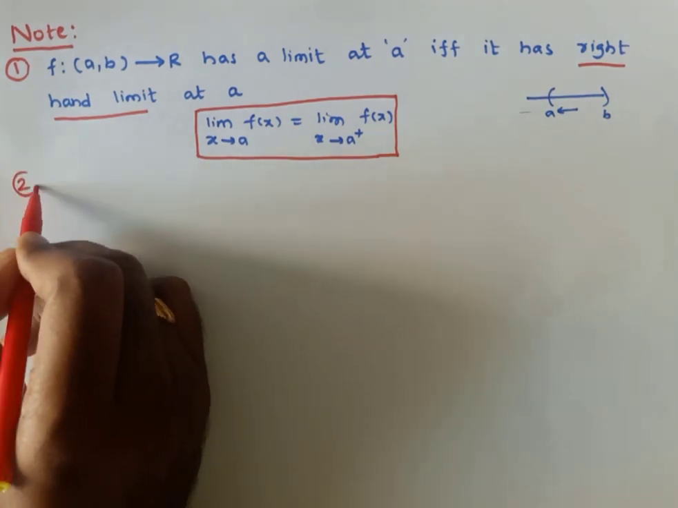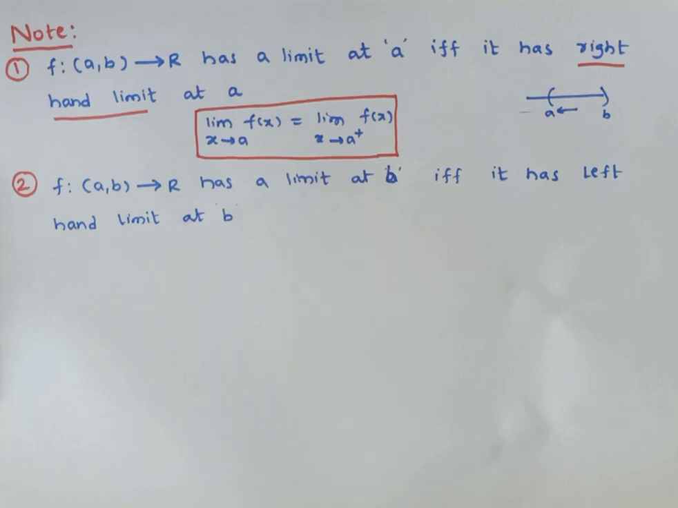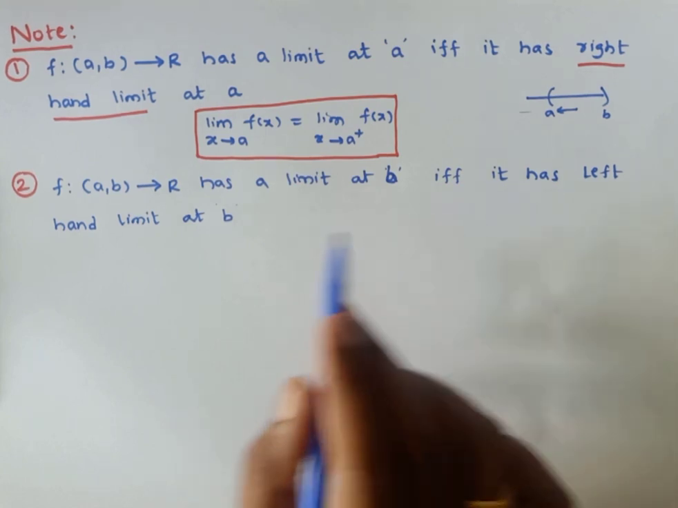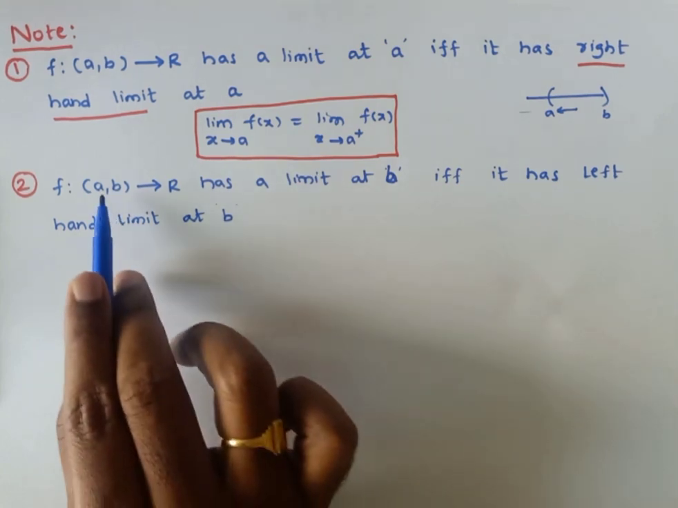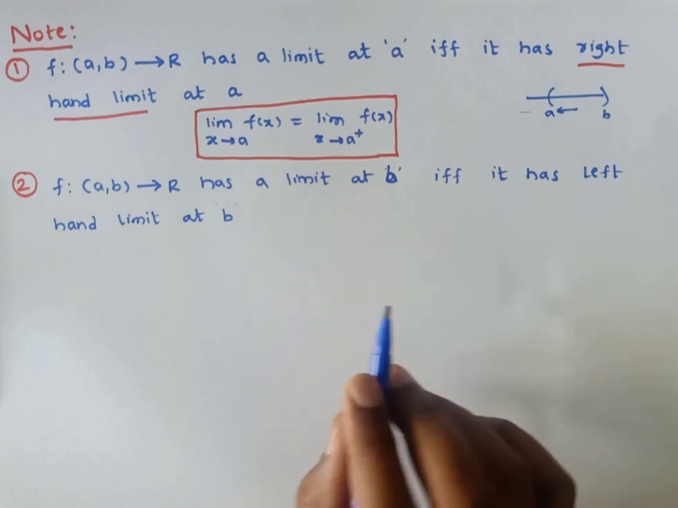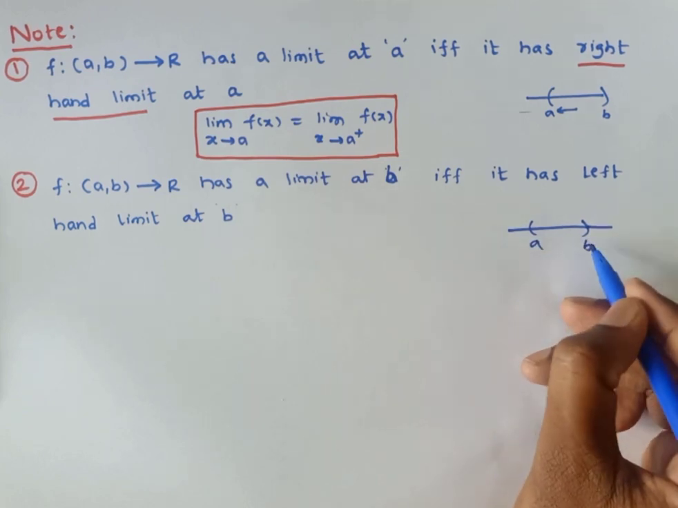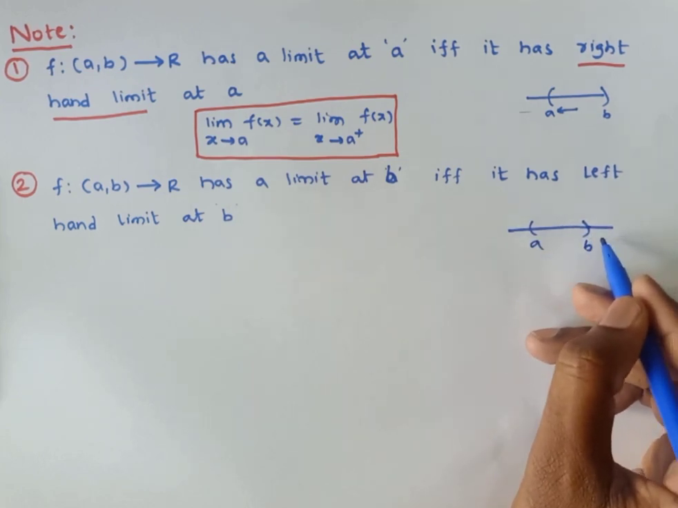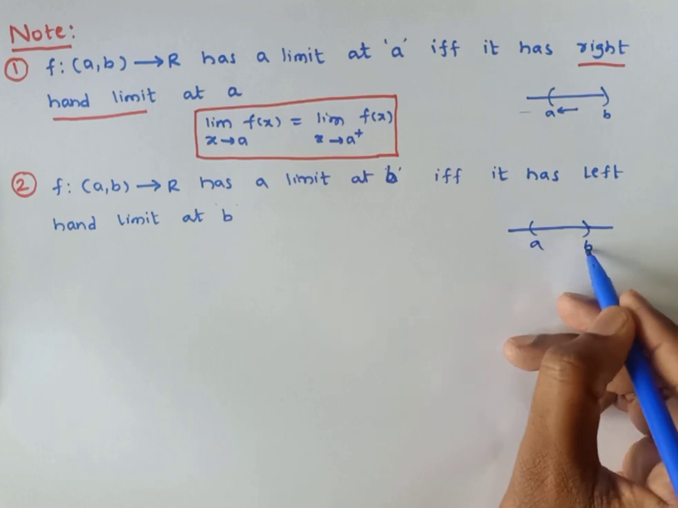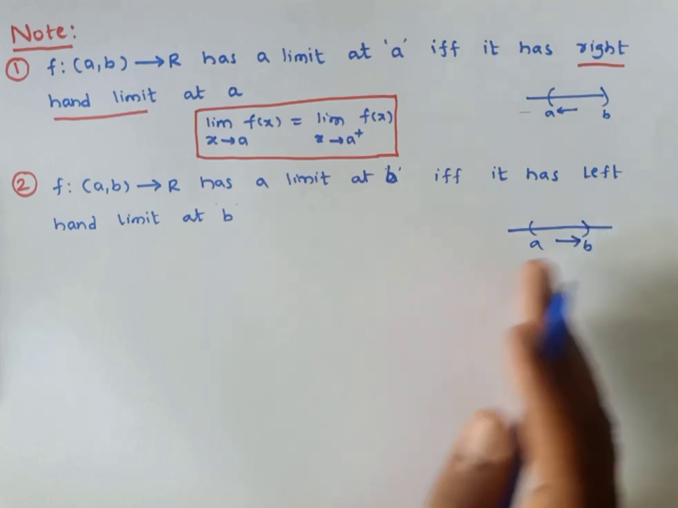And let us take the second point. A function f from a comma b to R has a limit at b if and only if it has a left hand limit at b. So b here is the right hand end point, so the function has a limit from the left side only. Since it is the right end point of the interval, there is no right part; it is not defined here. The interval starts after a and ends before b only. So at x equal to a it has a right hand limit, and at x equal to b it has only a left hand limit. The left part is defined, so only the left can be checked.